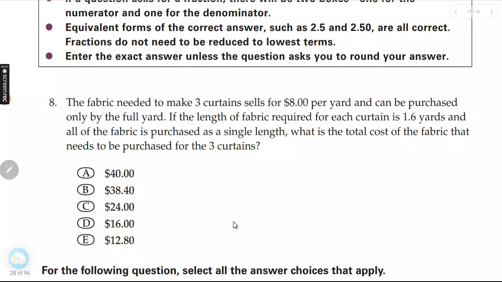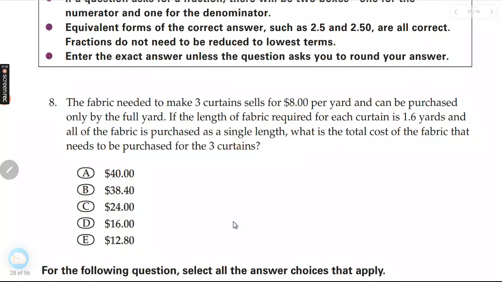Okay. So using that 4.8 times the number of what the cotton sells for is what we are trying to do. Now the trick about it is, it can't be 4.8. I just realized that because we have to buy them by the full yard, we have to buy 5 yards. So 5 yards times $8 is 40. So the answer is B, not the earlier one.